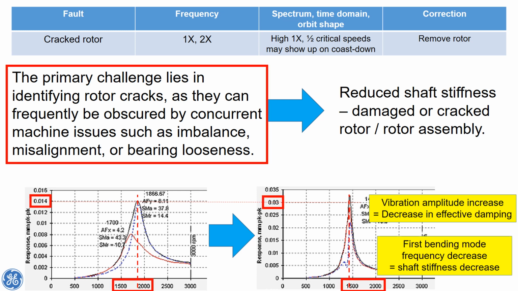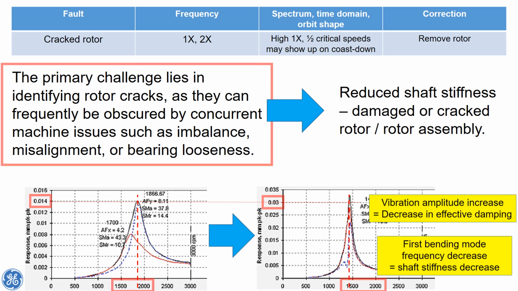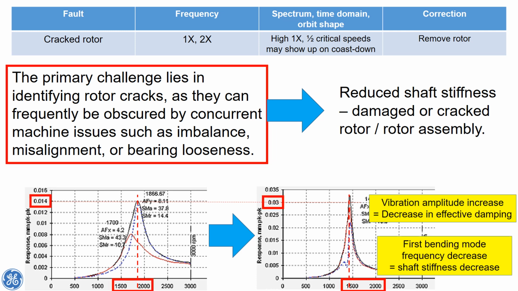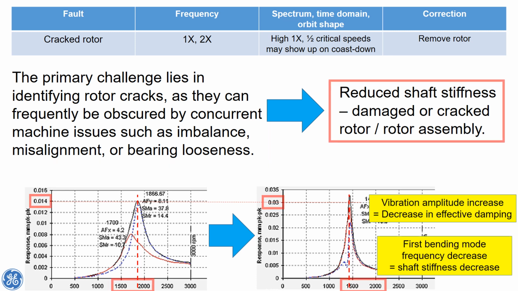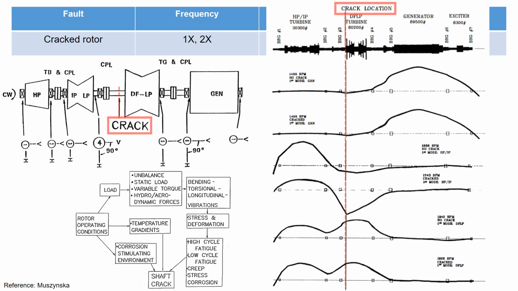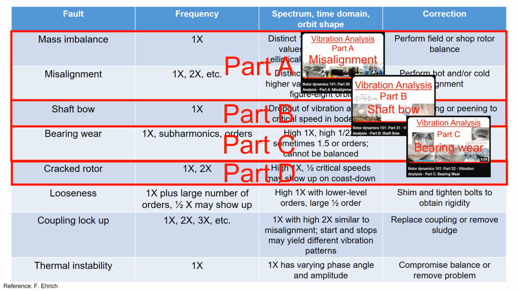As you could imagine, identifying a shaft crack is challenging, because it can be obscured by concurrent machine issues such as imbalance, misalignment, or bearing looseness. But if there is an indication of shaft stiffness reduction, you could look into the possibility of a shaft crack. Many research papers delve into the topic of cracked shafts and their impact on machine vibration. For a more in-depth exploration, you can find the references at the bottom.